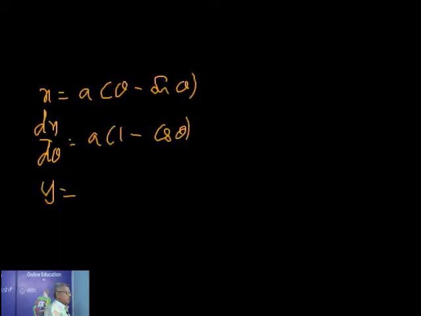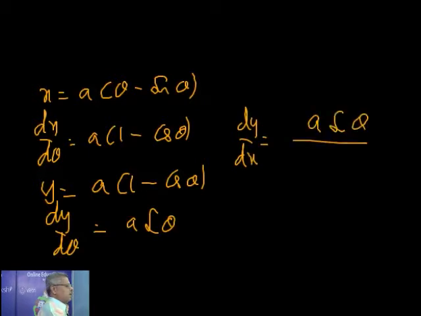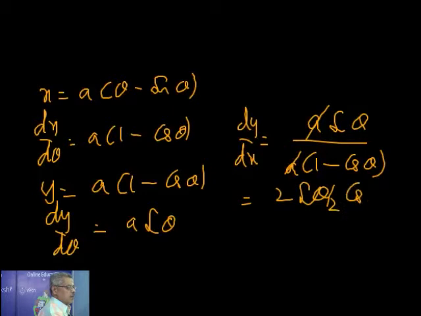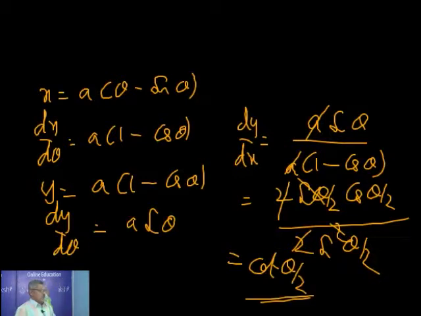Take y equal to a into 1 minus cos theta. dy by d theta is a sin theta. Therefore dy by dx for the curve is a sin theta by a into 1 minus cos theta. So 2 sin theta by 2 cos theta by 2 over 2 sin square theta by 2 gives ultimately cot theta by 2. So first of all, find dy by dx in a systematic way. By finding dy by dx, we get cot theta by 2.